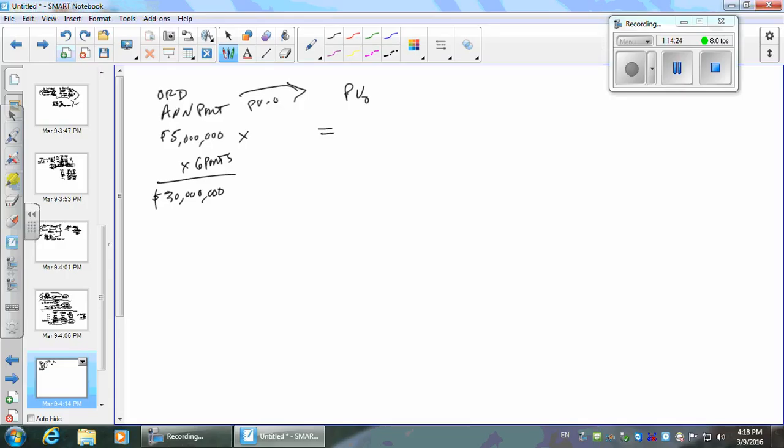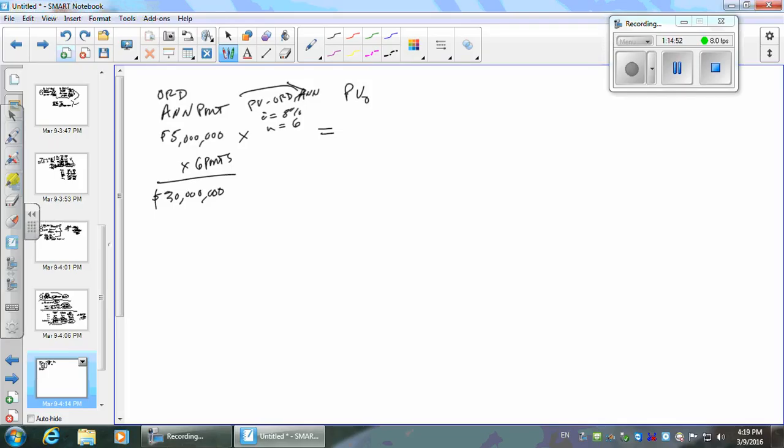Present value of an ordinary annuity. Interest rate, guys? 8%. Number of periods? 6, right? 6 payments. Do you think this value is going to be more or less than 30 million? I had people tell me it was more than 30 million. I had people tell me it was 5 million. What do you think about either of those answers? That's ridiculous, right?